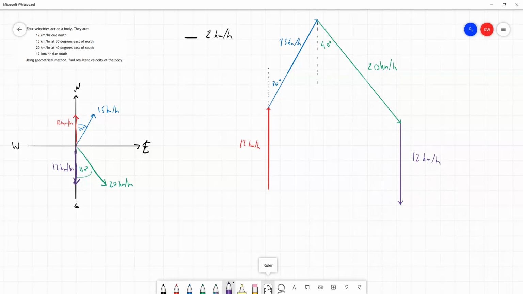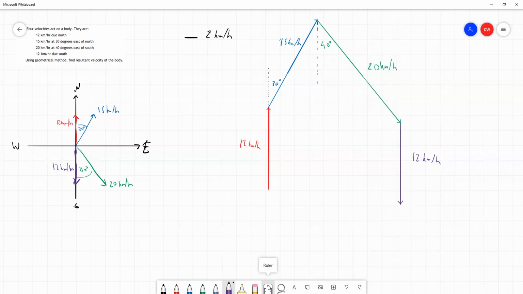So what we've done is we've taken these 4 vectors that were on the diagram on the left, what our question told us existed. We've drawn each one to scale, so the same length as the value says. The two 12s are the same length, the other ones are longer, but we've drawn to scale. And we've drawn them all pointing in the direction that they were supposed to be pointing in the question. You see that the blue one's pointing up and to the right, the green one's pointing down and to the right, the red one's pointing up, and the purple one's pointing down.